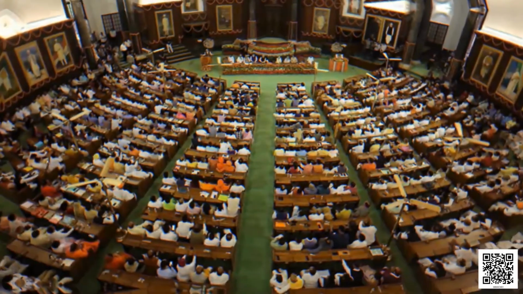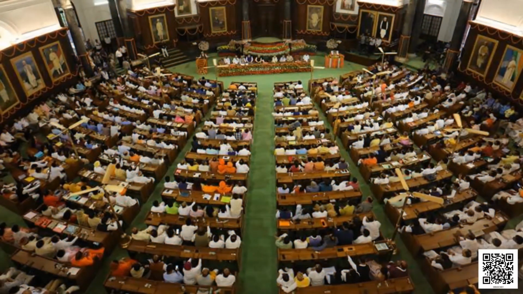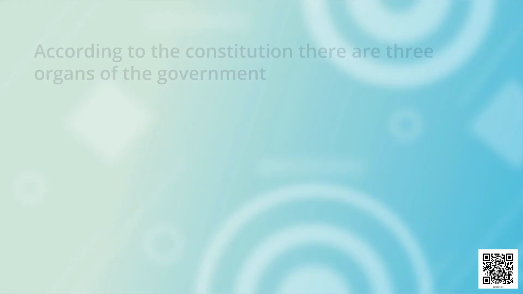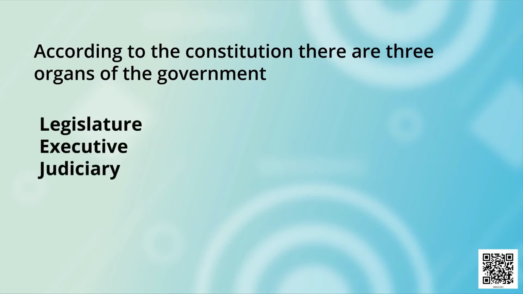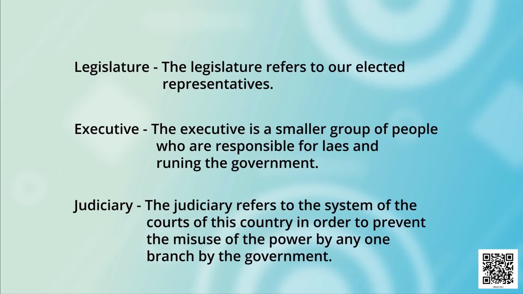Let's take separation of powers. According to the Constitution, there are three organs of the government. These are the legislature, the executive, and the judiciary. The legislature refers to our elected representatives. The executive is a smaller group of people who are responsible for implementing laws and running the government. The judiciary refers to the system of courts in this country.